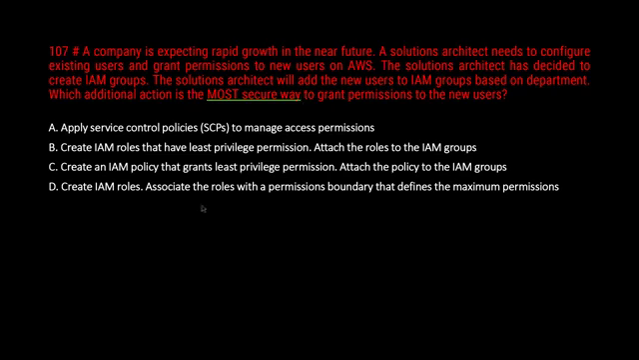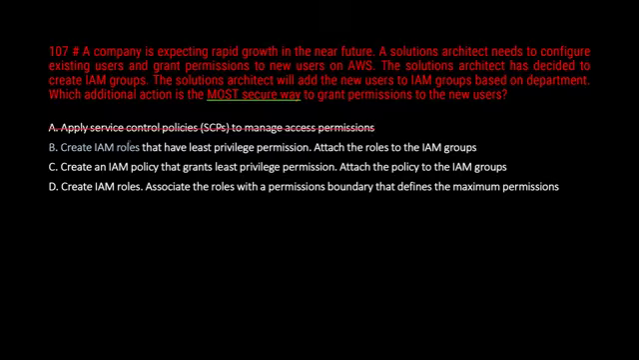Okay, let's look at these options right here. Let's go through one after another. Apply SCP to manage access permissions. So SCP, which is the service control policies, is something that is maintained at an organization level. The question is not talking about them even having an organization and so on. So let's cross that out. Because we are not talking about multiple accounts here, there is no point of an AWS organization, which means we don't have SCP there.